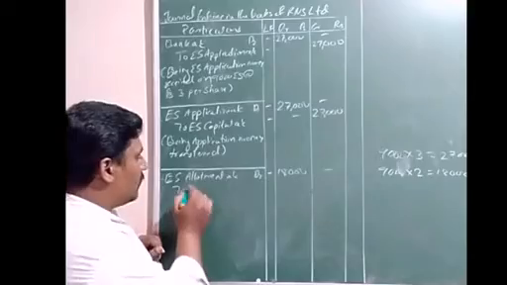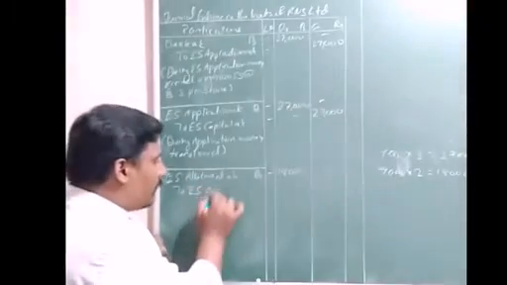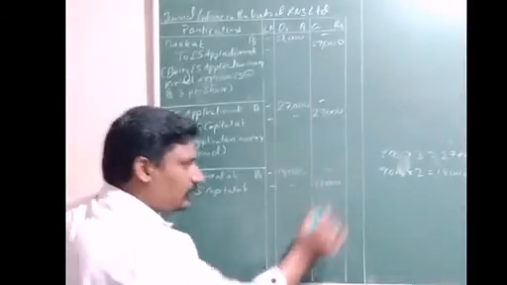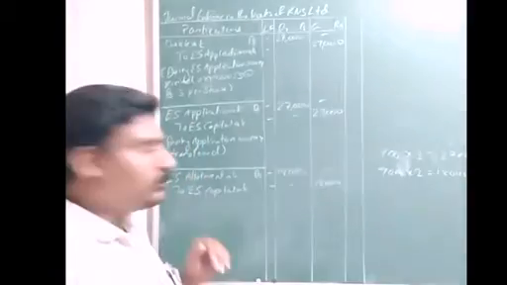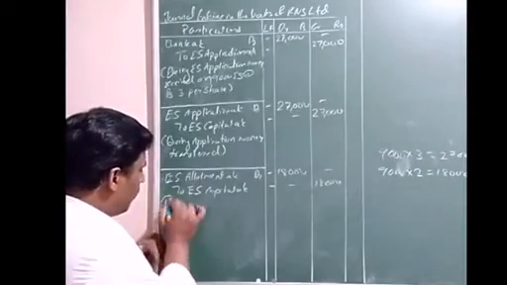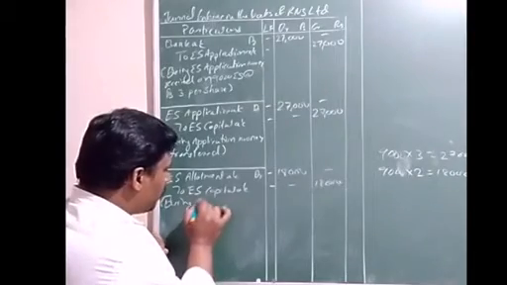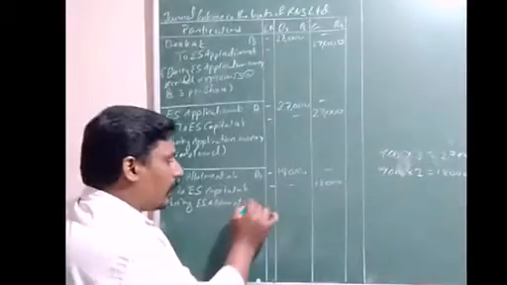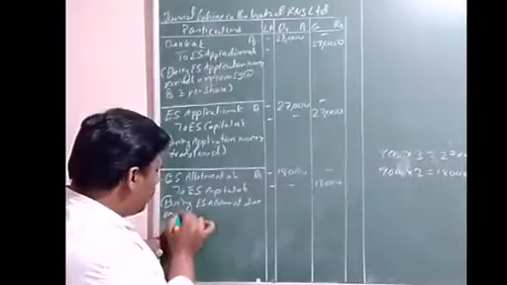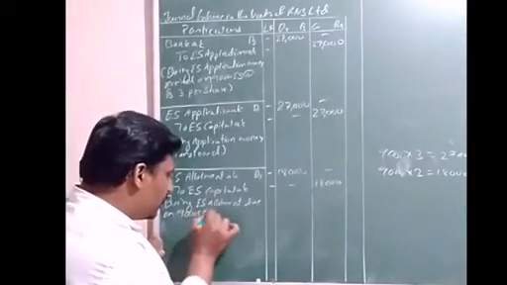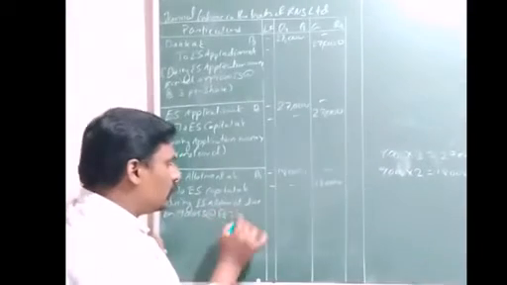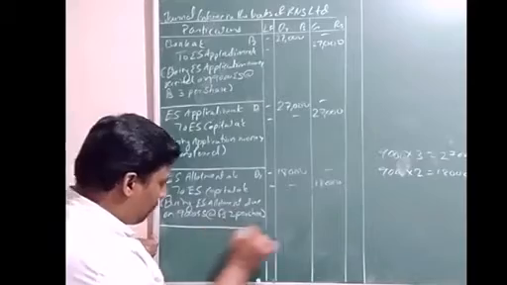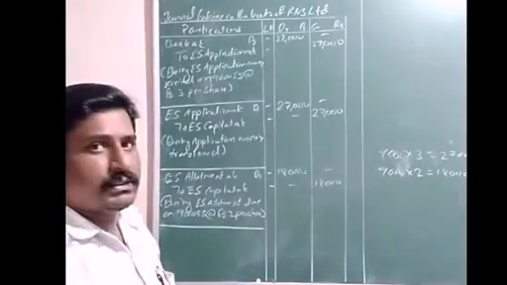We transfer this amount to equity share capital account, 18,000. So here this money becomes due. Narration: being equity share allotment due on 9,000 equity shares at ₹2 per share. Okay, only ₹2 is due.